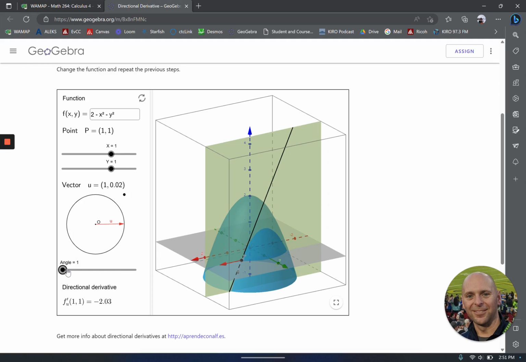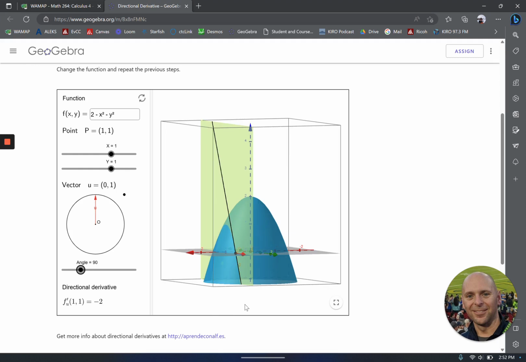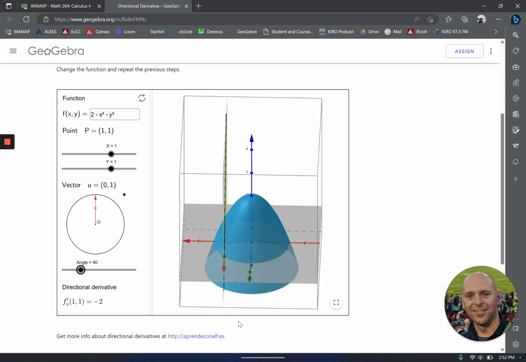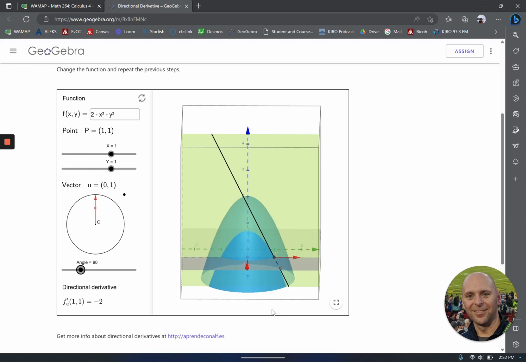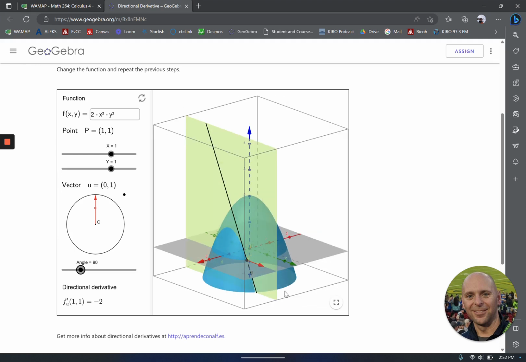We can also rotate this so that we can see the partial with respect to y. And again, we can imagine maybe we're looking in this particular direction, and we can see the slope of the surface at that particular point. So those would be our partials with respect to x and y, which are quite useful, but we also want to be able to do other things.